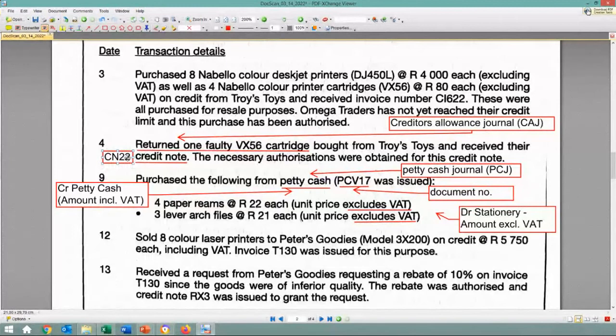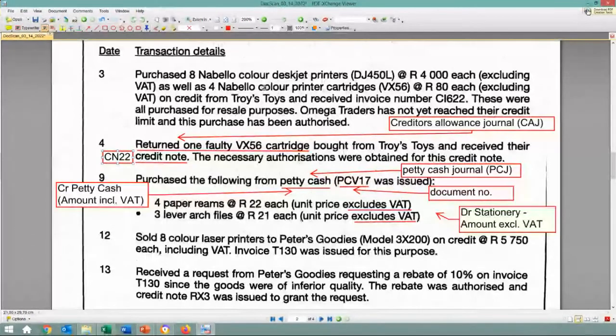Okay, let's see what other information we may require. So we returned one of the faulty cartridges. Now remember, in the original transaction, the cartridges were captured to our trading inventory because we've got a perpetual inventory system. So if I return something, my trading inventory will now reduce.